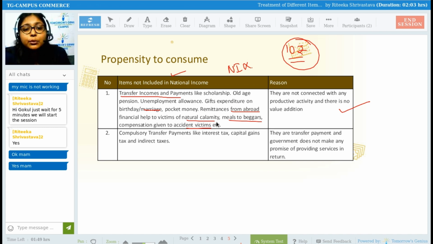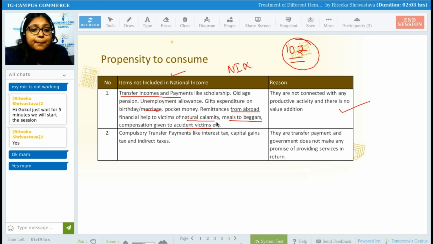So in the examination, they will give you one question like old age pension. Explain whether it will be included under national income or not. So you have to say that it will not be included under national income because it is a part of transfer income, and transfer incomes are not included in national income because they do not do any productive activity in the economy.